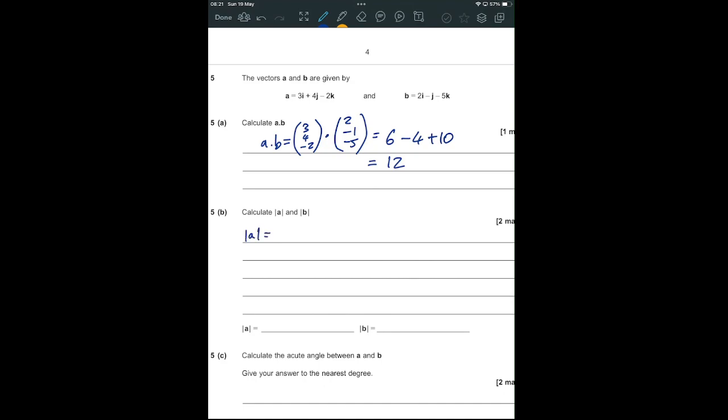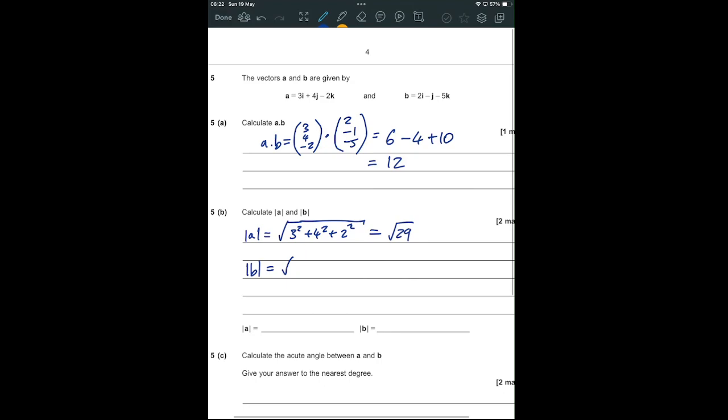Calculate mod A. Well, mod A is the Pythagorean trick. You square them all and you add them together. I've dropped the negative sign on that last one. It doesn't make any difference when you square a negative, it becomes positive. And this is where I'm going to grab my calculator. I'm not going to risk misadding so many things together at the same time. That comes out as root 29.